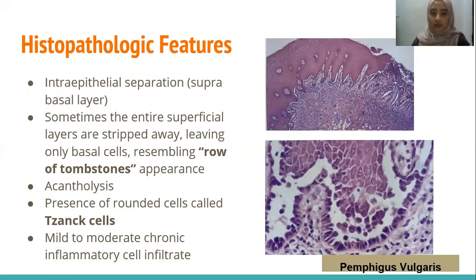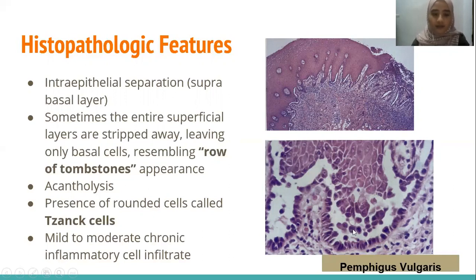Next are the histopathological features of pemphigus vulgaris. There will be intraepithelial separation which is at the suprabasal layer, as shown in the picture here. And sometimes the entire superficial layers are stripped away, leaving only basal cells and resembling a row of tombstones appearance. So this row of tombstones appearance can be seen in the picture below here. There will also be acantholysis and presence of rounded cells called Tzanck cells.